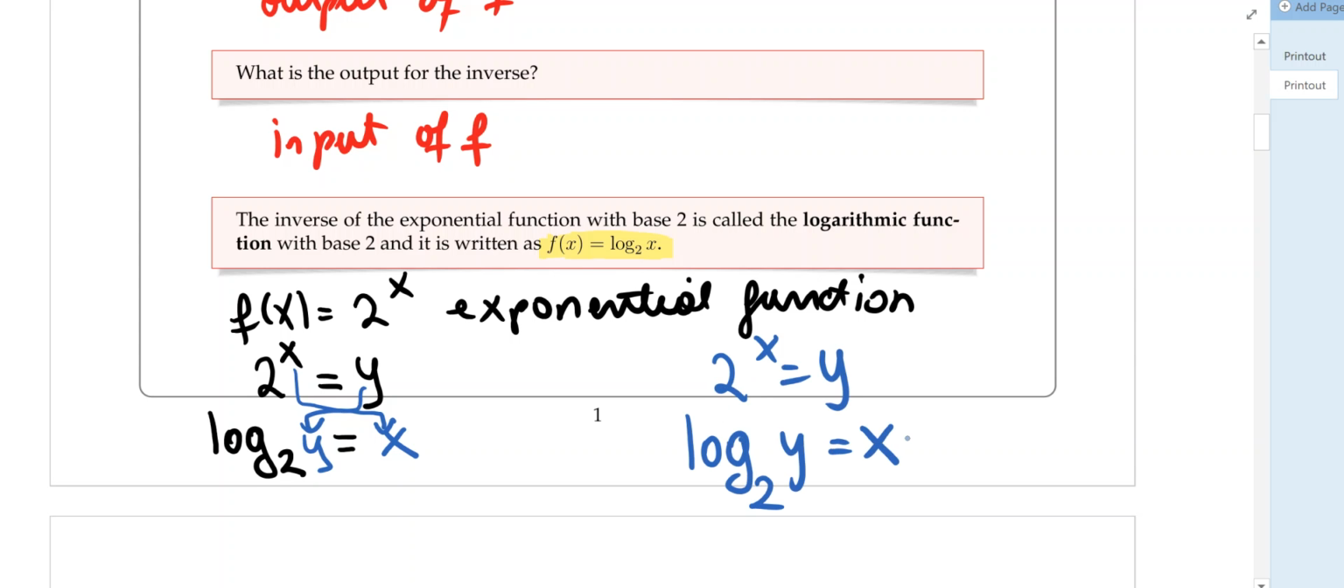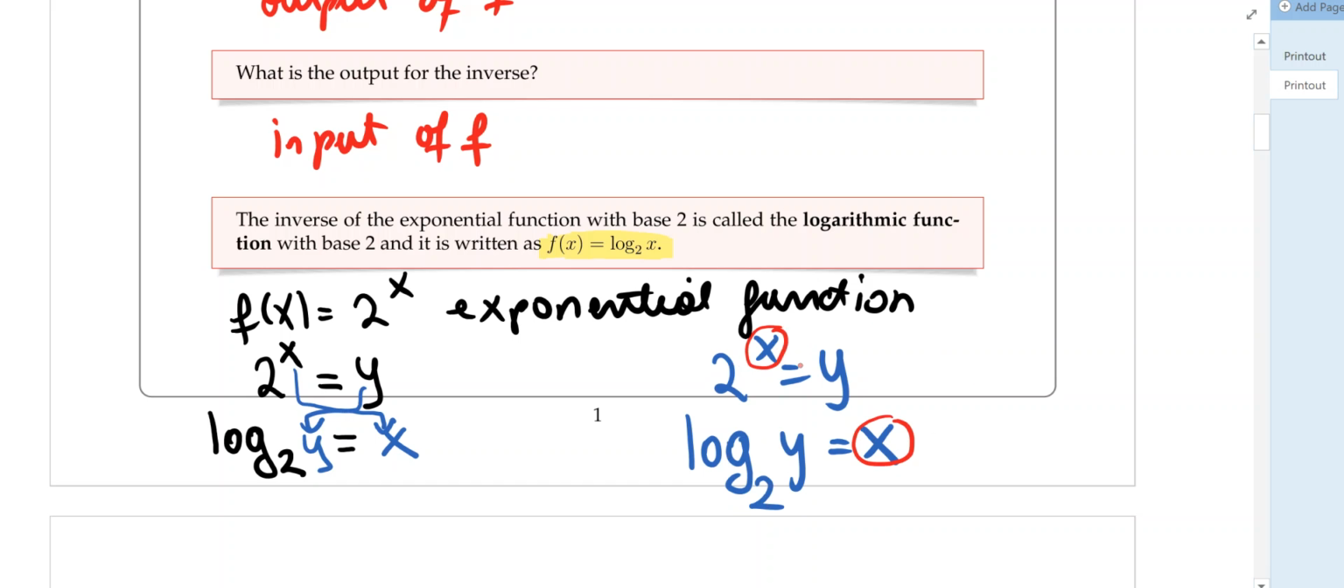So basically, the logarithmic function is an exponent. Look at here. Log base 2 of y is a number. And if you look in the exponential form, it's the exponent of 2.